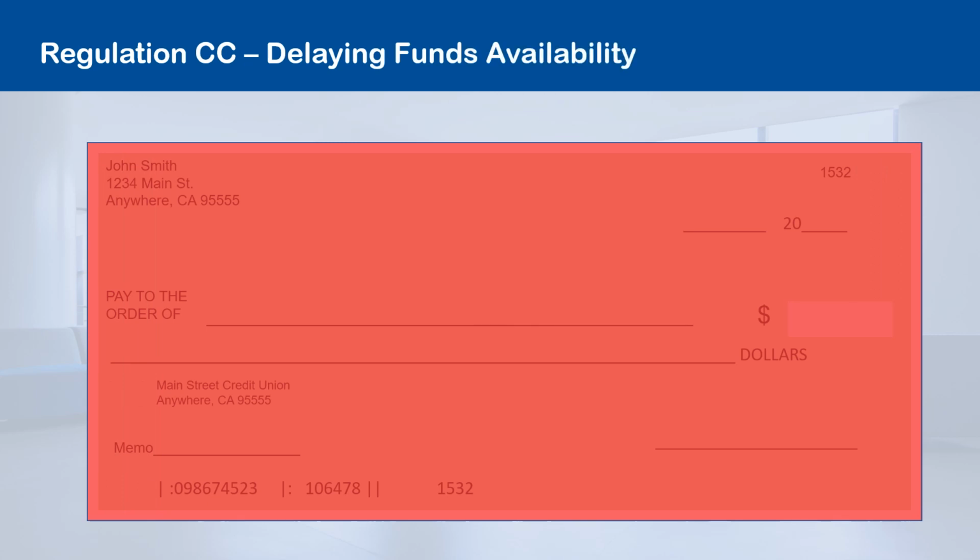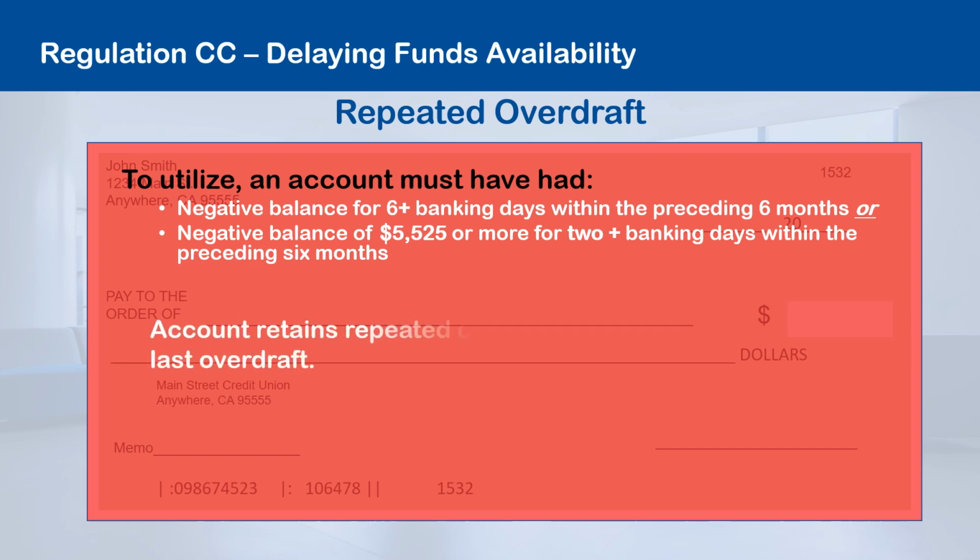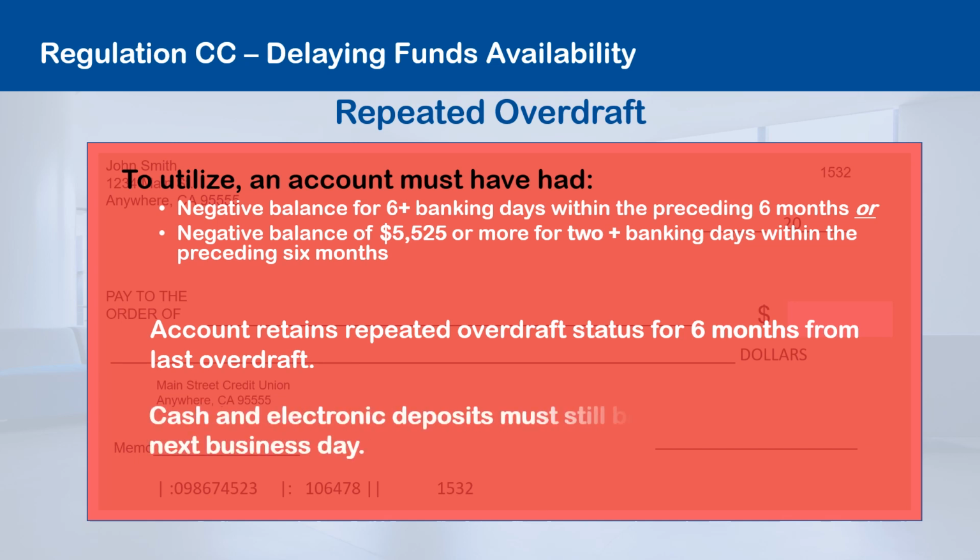A bank or credit union can also hold your funds due to repeated overdrafts. The bank can use this option when an account has had a negative balance for 6 banking days within the preceding 6 months, or the negative balance in the checking account is $5,525 or more for 2 banking days within the preceding 6 months. An account retains this repeated overdraft status for 6 months from the date of the last overdraft. Please note, cash and electronic deposits must still be made available by the next business day.